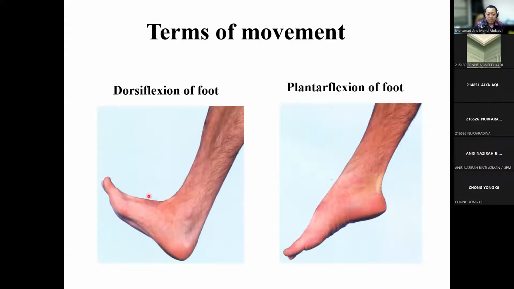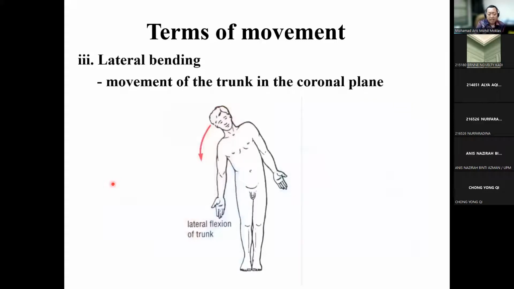For A is a dorsiflexion. Remember the surface name here? Dorsal and plantar here. So this movement is a dorsiflexion of the foot, and this movement is a plantar flexion. Plantar flexion, dorsiflexion. So it's a lateral bending movement of the trunk in the coronal plane. All right, you bend. All right.